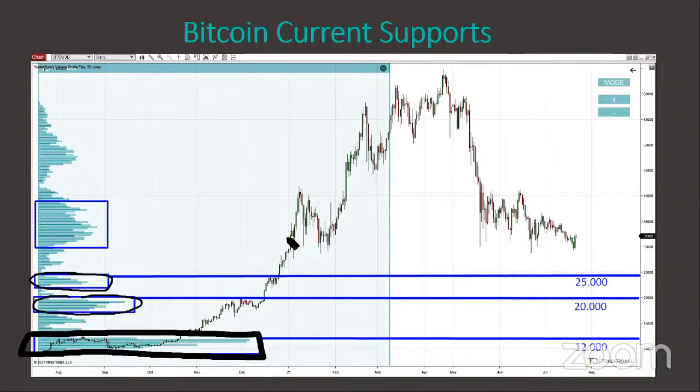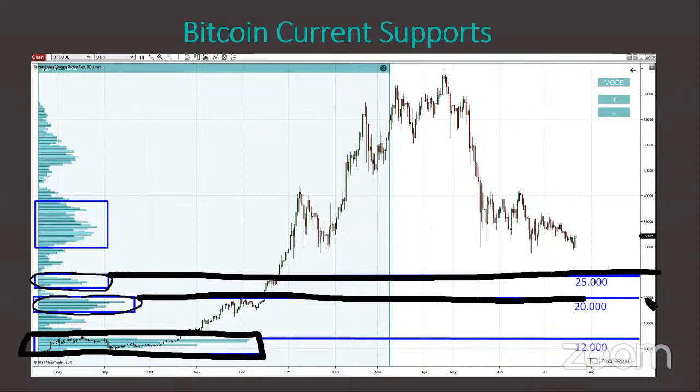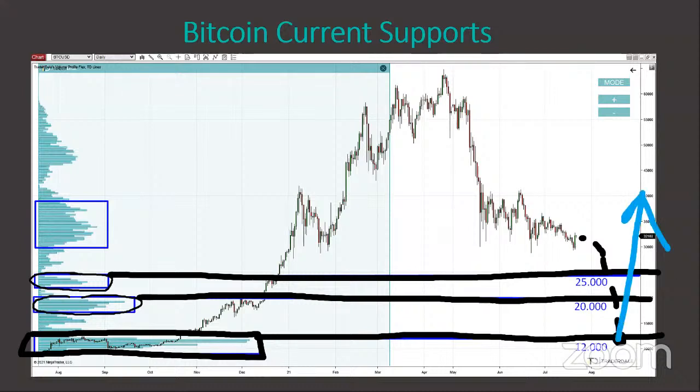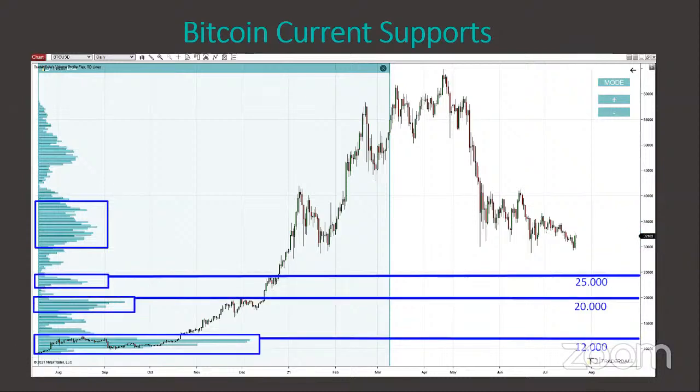So currently the strong volume-based supports on Bitcoin are in here around 25K, then 20K, and then 12K. This is the strongest one. If Bitcoin drops there, then I think that this will be a very nice buying opportunity. All right, so that's Bitcoin for you. Daily chart, by the way, I haven't mentioned that. This is a daily chart, but you will also be able to see that on a weekly chart.